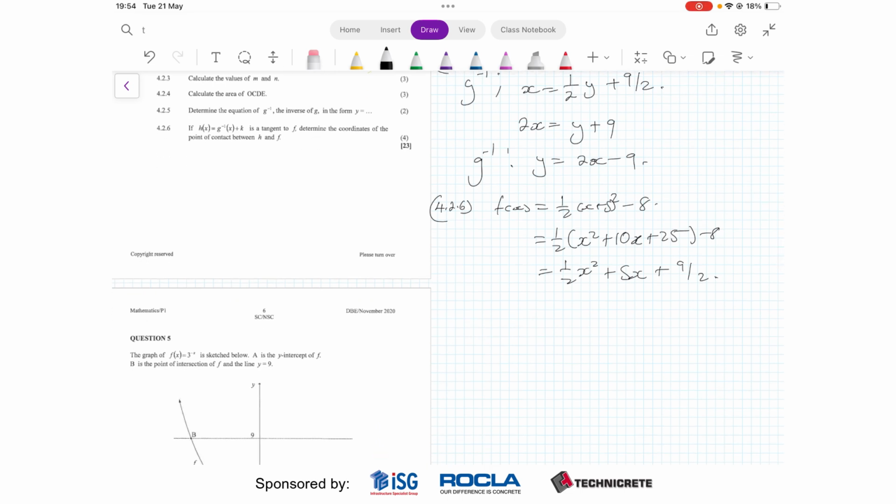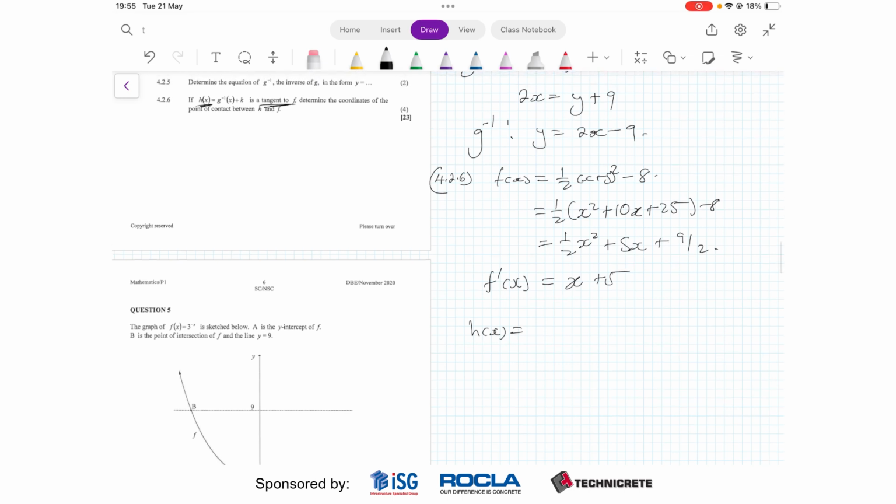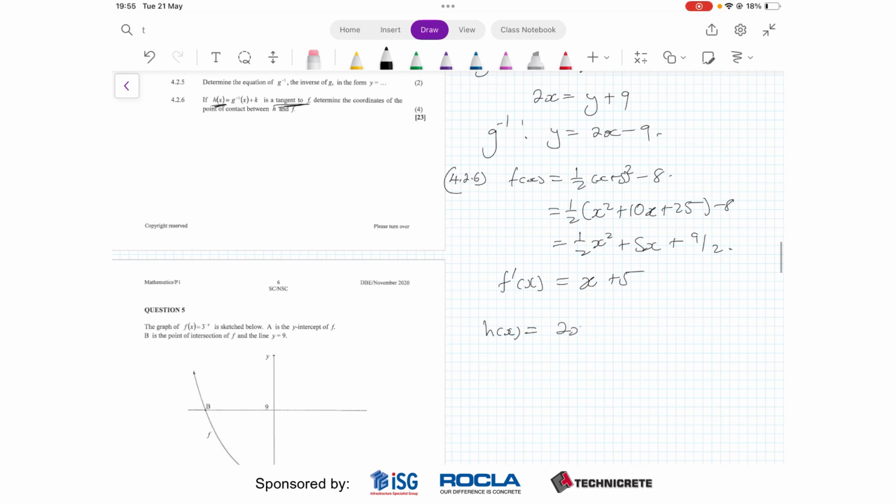And we know that the tangent, remember, h at x is tangent to f. The derivative, f prime at x, is given by x plus 5. We are told that the tangent is that. Now, we are also told that h at x is equal to the inverse plus k. So now our inverse will be 2x minus 9 plus k.